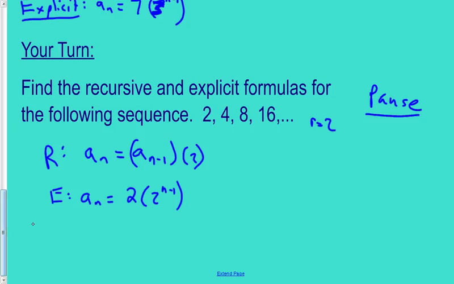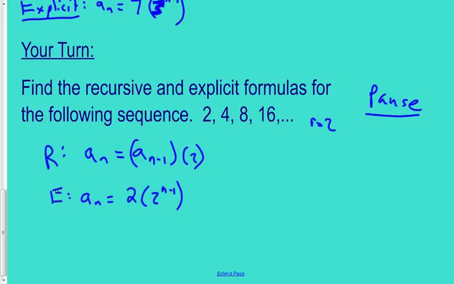Now, for this one, the recursive formula is, the nth term would be a sub n minus 1 times 2. So you have to have the one that's before. That's the problem here. You have to have the one before it. So if you're trying to find the fifth term, you have to have the fourth term, because n minus 1 would be the fourth term, and multiply it by 2. That's basically what the geometric sequence is.